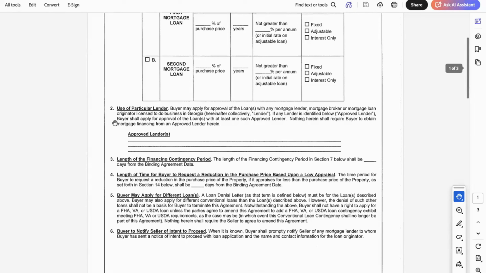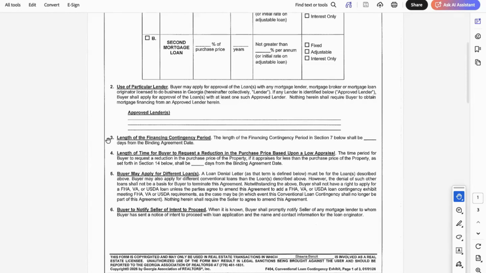2. Use of particular lender. Buyer may apply with any Georgia licensed lender. If approved lenders are listed, buyer must apply with at least one of them. Buyer does not have to close with them.